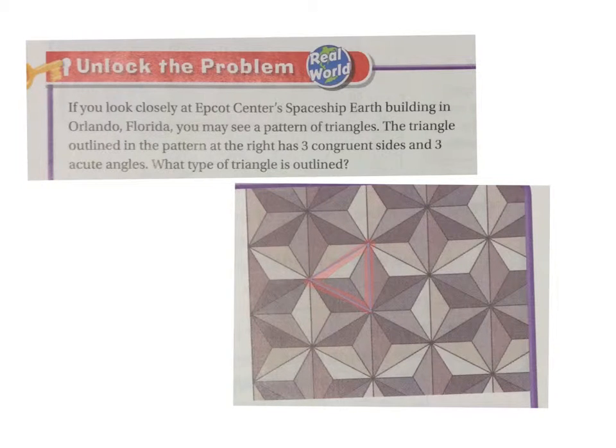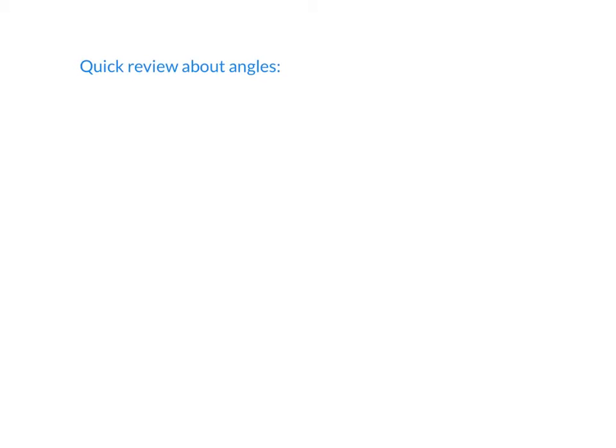The information tells us that it has 3 congruent sides. What does congruent mean again? Equal. So I can draw tick marks to show that it has 3 congruent sides and 3 acute angles. What does acute mean? This is a review from 4th grade. Talk at your table groups. What does acute angles mean? Now, an angle is what is formed when 2 line segments meet. So if here's one line segment and here's another line segment, what is formed here is called an angle.